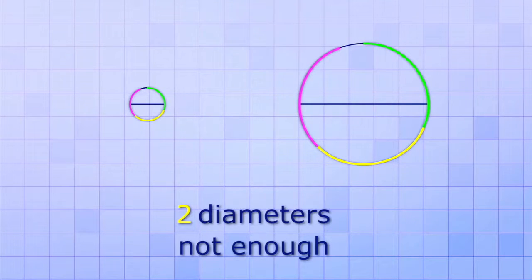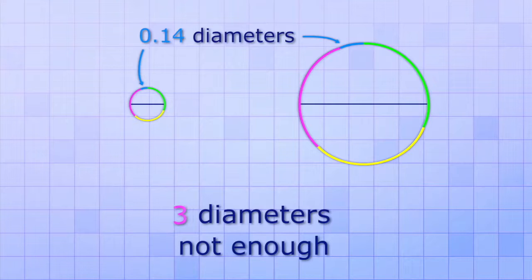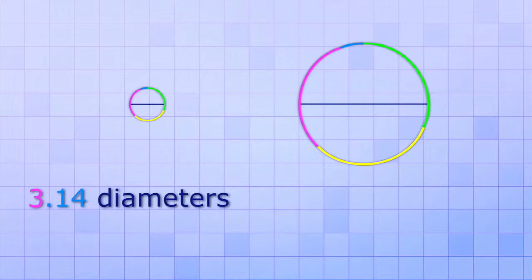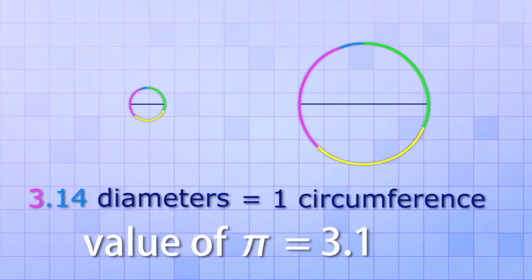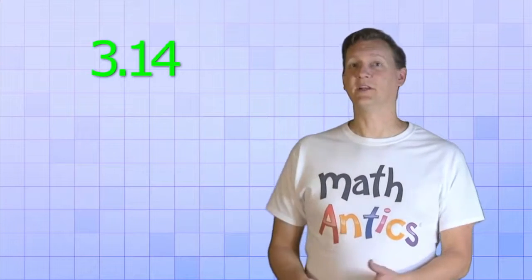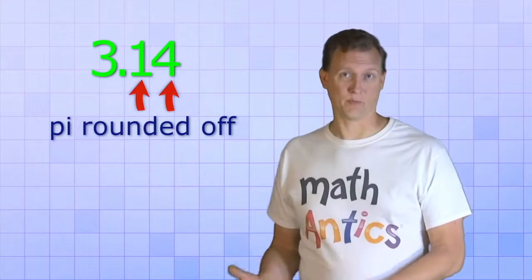Oh, so close! 3 diameters is almost enough, but it looks like we're going to need just a little bit more to form a full circumference. That little bit more turns out to be about 0.14 diameters. That means that it takes 3.14 diameters to equal 1 circumference for any circle, big or small. So the value of pi is always 3.14. Well, okay, pi is a little more complicated than that. 3.14 is really just pi rounded off to 2 decimal places.